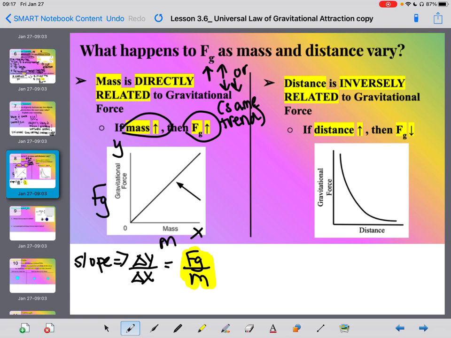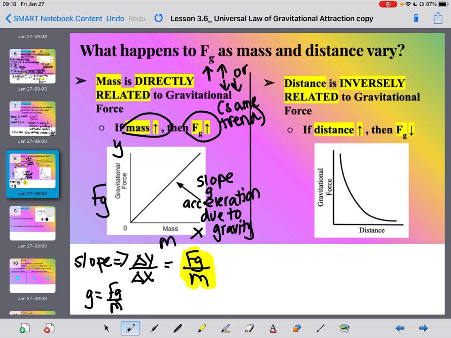If I go to page 6 on my reference table, I will see that I have a formula that's called g equals Fg over m. So we say that the slope of this graph represents my g value, which is called the acceleration due to gravity. However, if you also look on page 6, we know that that's its name. Little g also has another name.